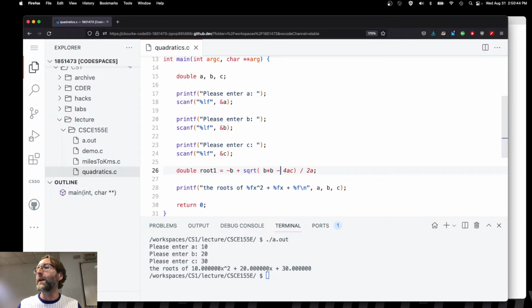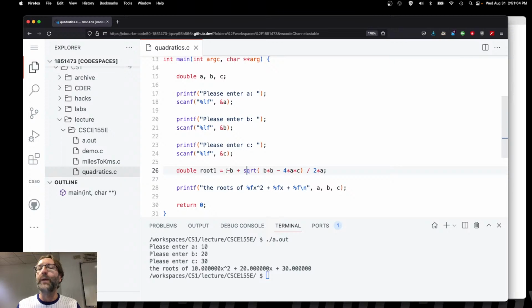Keep going left to right. Is this correct? Nope. You need explicit operators. 4 times a times c. It is not algebra where you can write 4ac or 2a. All good?